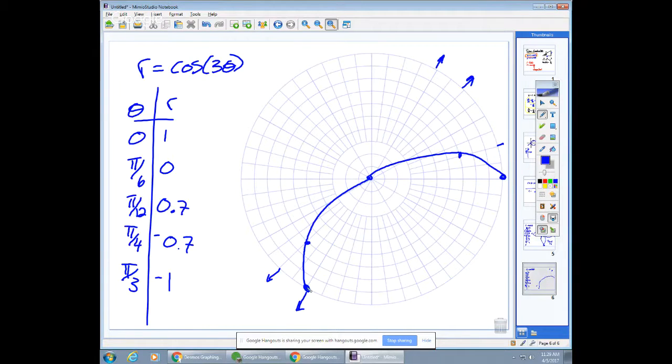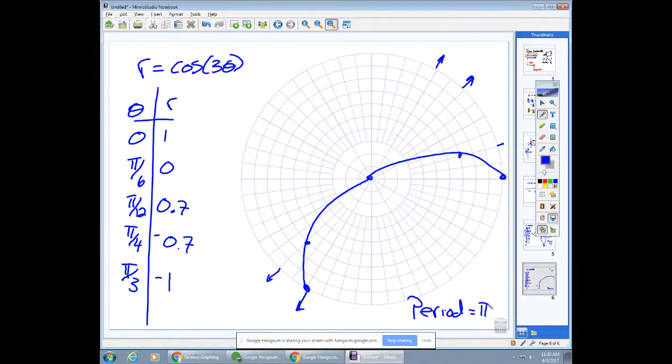So from 0 to pi over 3, we just graphed 2 halves. So essentially, we've graphed a whole leaf right now. Right? 2 halves makes a whole. So if we made 1 leaf from 0 to pi over 3, how long is it going to take to make 3 leaves? Pi. Yeah, so the period here is pi.